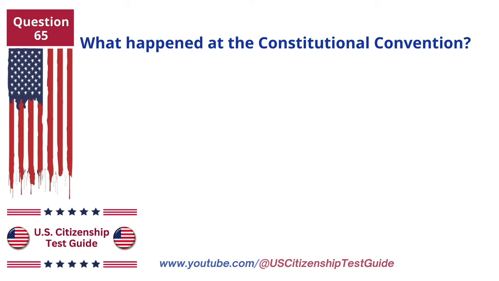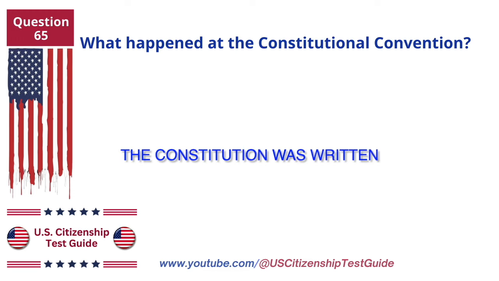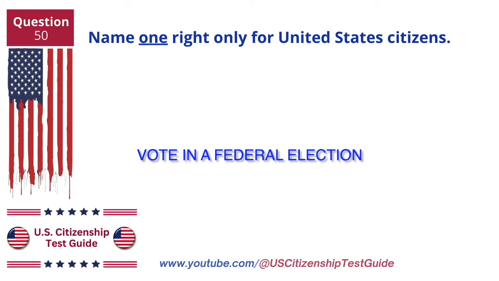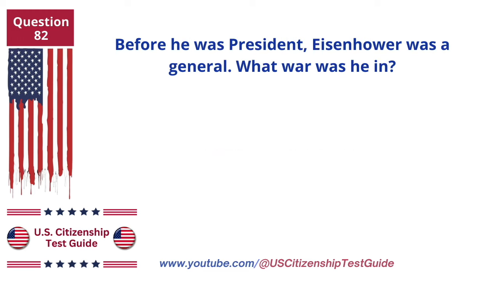What happened at the Constitutional Convention? The Constitution was written. Name one right, only for United States citizens. Vote in a federal election. Before he was president, Eisenhower was a general. What war was he in? World War II.